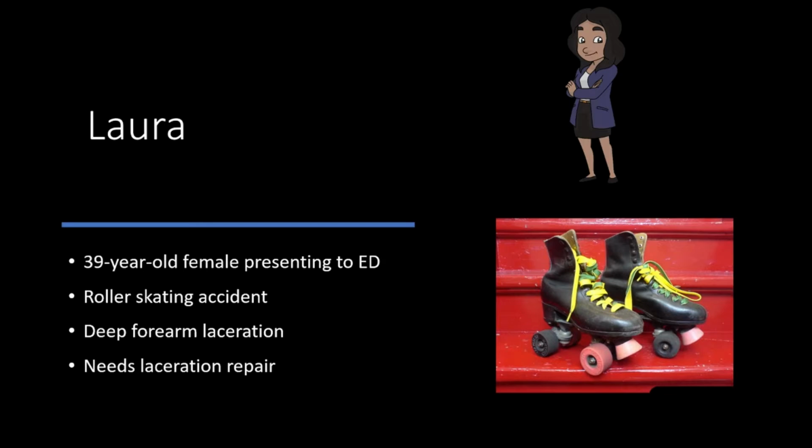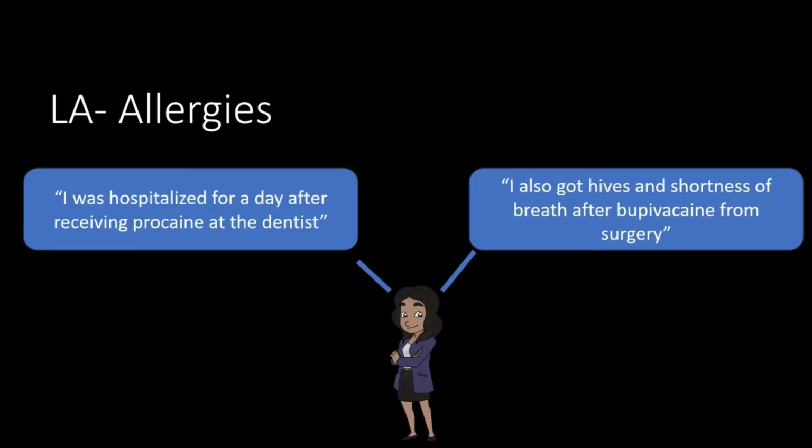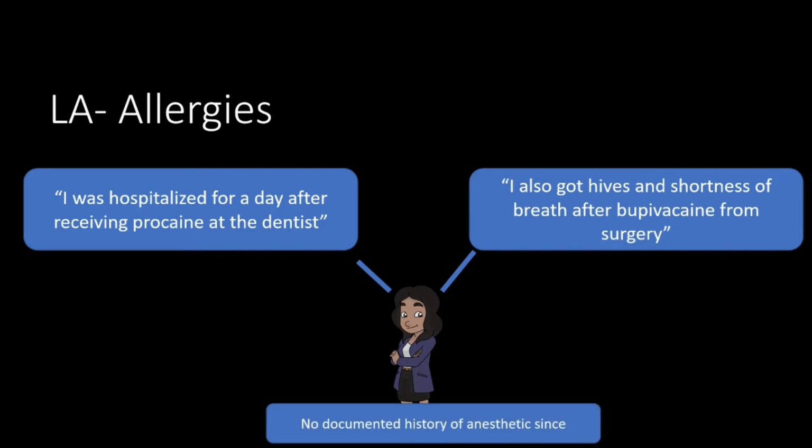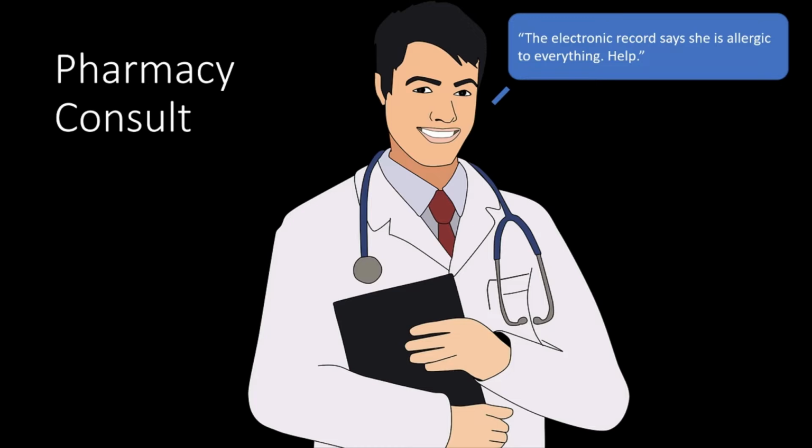Laura is a 39-year-old female presenting to the ED after a traumatic roller skating accident. She has a deep forearm laceration that needs repair, but on interview, she states, "I was hospitalized for a day after receiving procaine, and I also get hives and shortness of breath from bupivacaine." You can't find any history of her receiving local anesthetics in your EMR. You are consulted to find an agent to anesthetize Laura.